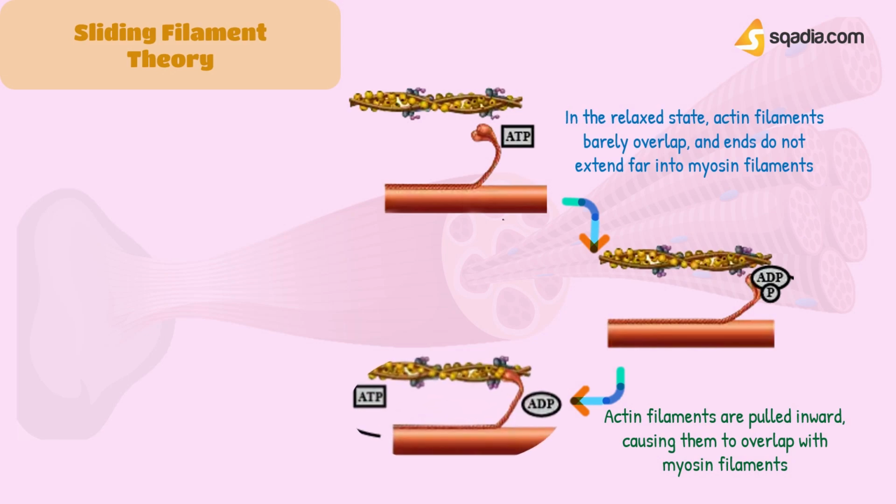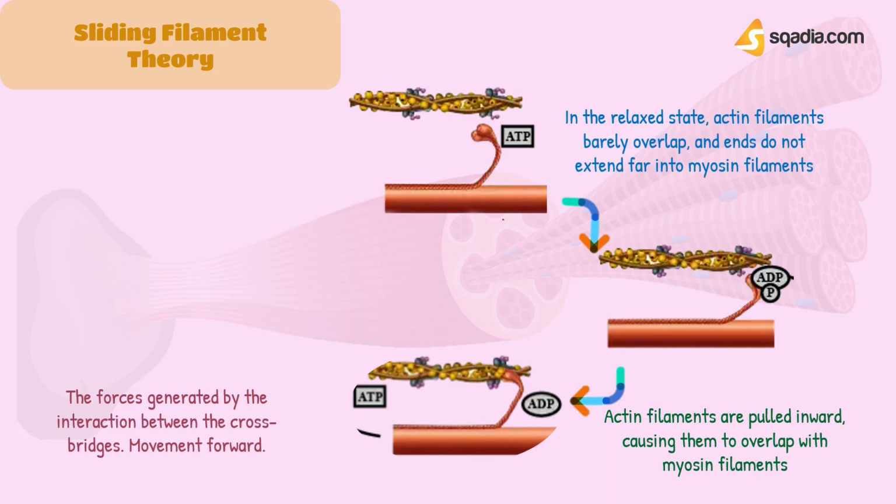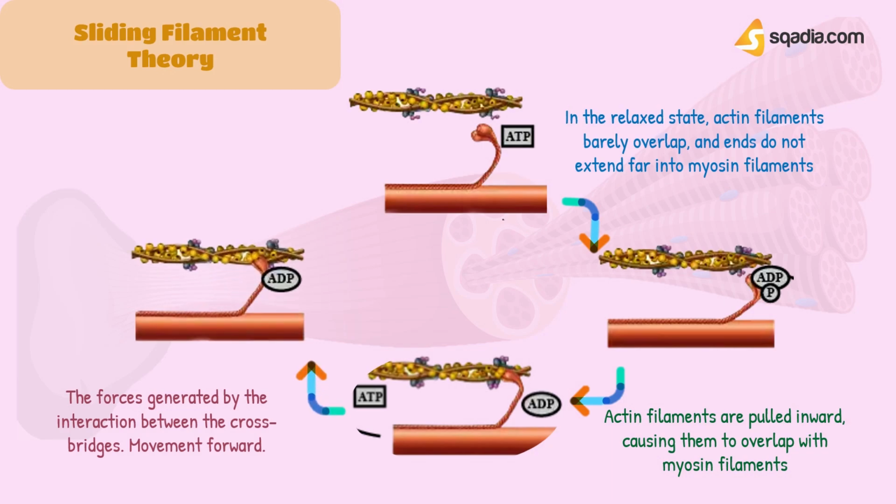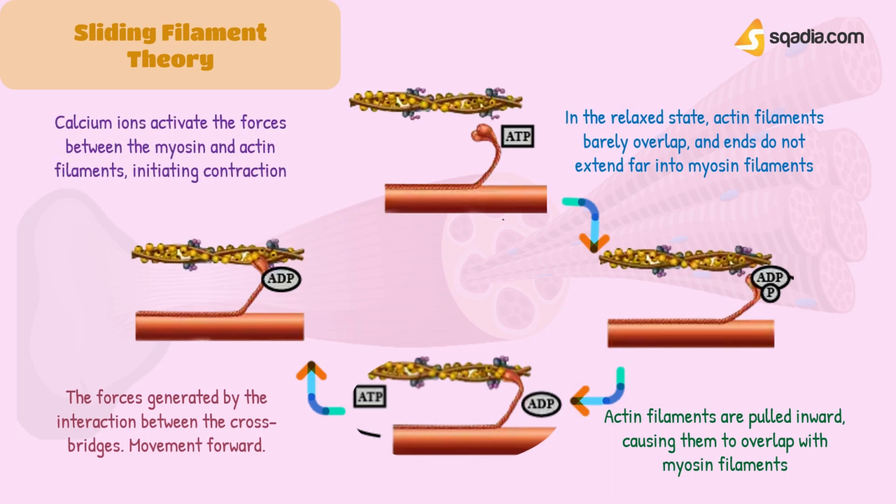So, what causes the actin filaments to slide inward among the myosin filaments? This is due to the forces generated by the interaction between the cross bridges of the myosin filaments and the actin filaments. Under resting conditions, these forces are inactive. However, when an action potential travels along the muscle fiber, the sarcoplasmic reticulum releases a large amount of calcium ions that surround the muscle fibers rapidly. These calcium ions activate the forces between the myosin and actin filaments, initiating contraction.